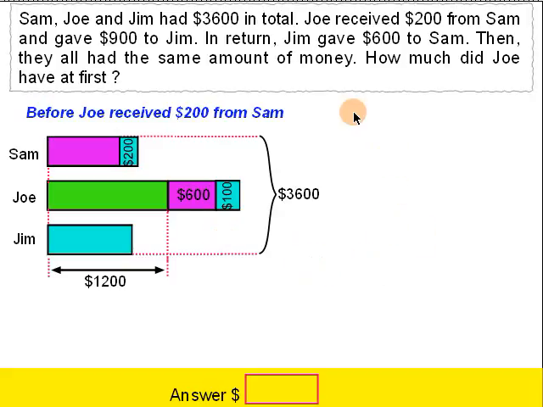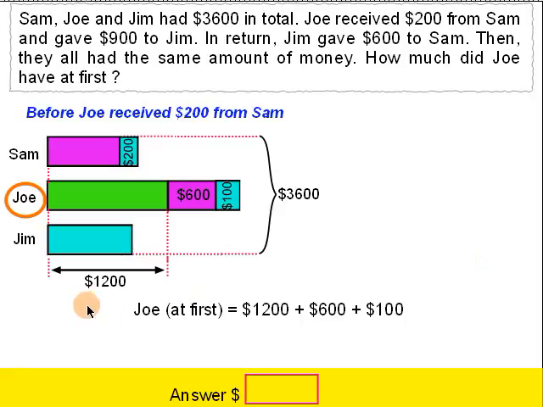This is the model of at first. Okay, the first state. So at first, according to the model of Joe here, Joe had 1,200 here, plus 600 plus 100. So altogether, $1,900. Hence, we say that Joe had $1,900 at first.